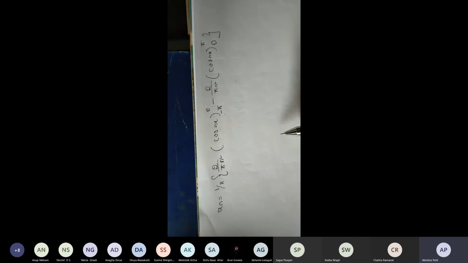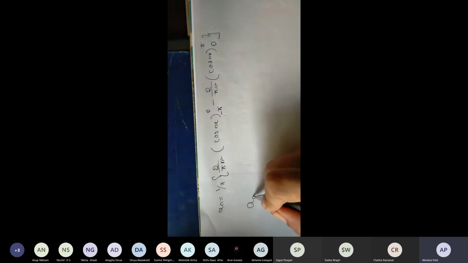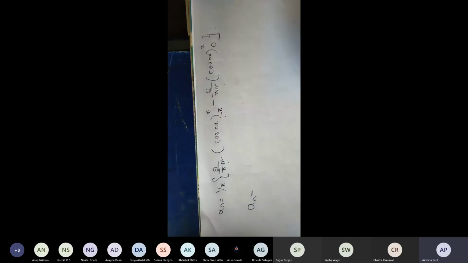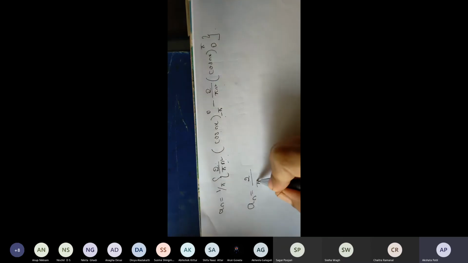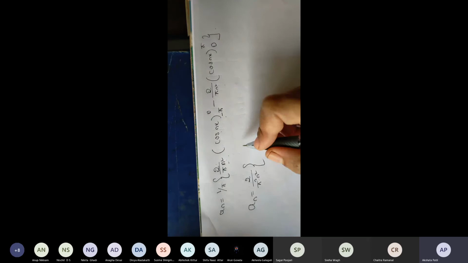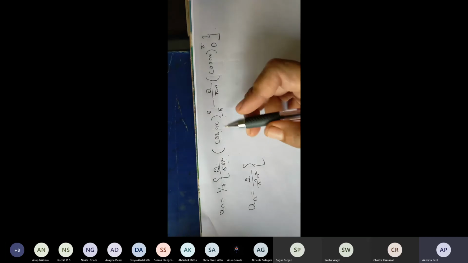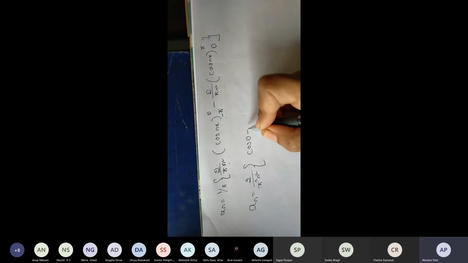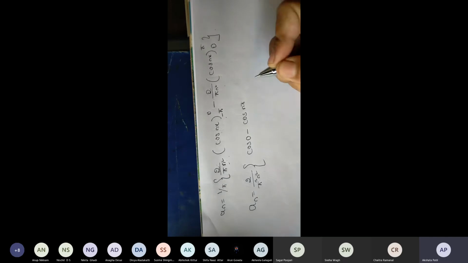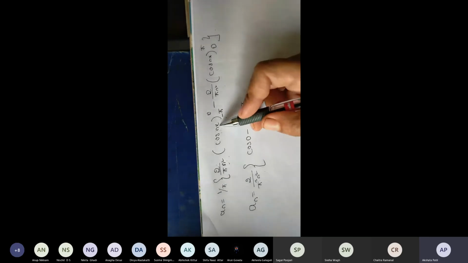Okay. Now what should I do? a_n is equal to 2 by pi n square. Can I take it outside? So here we can write 2 by pi square n square. Inside, apply the upper limit. So that is cos of 0 minus cos of n pi. Why I'm writing n pi means cos of n of minus x, that is cos of minus.